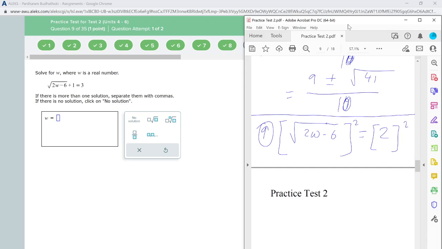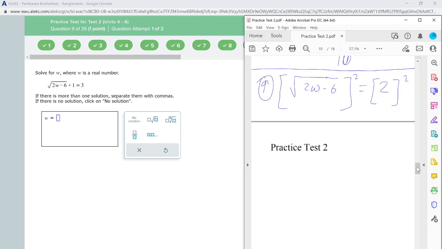Okay, we can do that. We can take the same power on both sides. If we do that, the good thing is now there will be no more radical on the left side. It will just give you 2w minus 6, and 2 square equals 4. So this radical sign and the square will cancel out. And now we just have to solve this equation. For that, I'm going to add 6 to both sides. That gives me 2w equals 10. I'm going to divide both sides by 2. That gives me w equals 5. So that is the answer for this question.